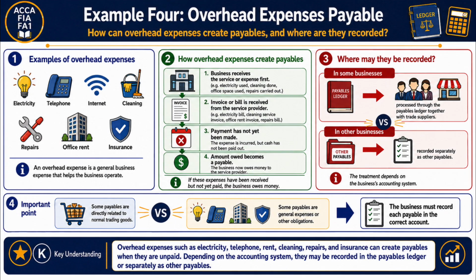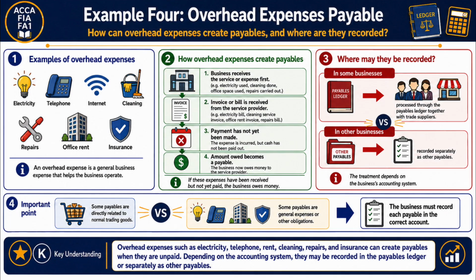Some overhead expenses may also create payables. An overhead expense is a general business expense that helps the business operate. Examples include electricity, telephone, internet, cleaning, repairs, office rent, insurance. In some businesses, these may be processed through the payables ledger together with trade suppliers. In other businesses, they may be recorded separately as other payables. The treatment depends on the business's accounting system.